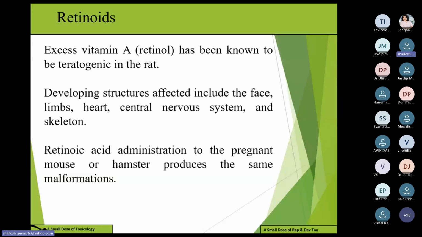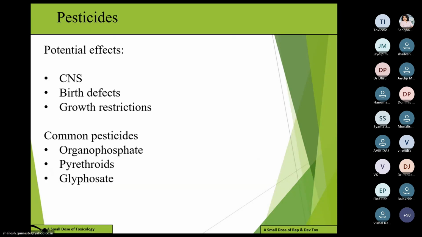Effects on development, that is teratogenicity, growth restriction, and neurodevelopmental problems. Potential effects are CNS-related, birth defects, and growth restriction. Retinoids can cause structural malformations such as craniofacial, cardiac, and central nervous system defects. Exposure can also lead to growth restriction and low birth weight. Retinoids can also affect brain development, leading to cognitive and behavioral problems.